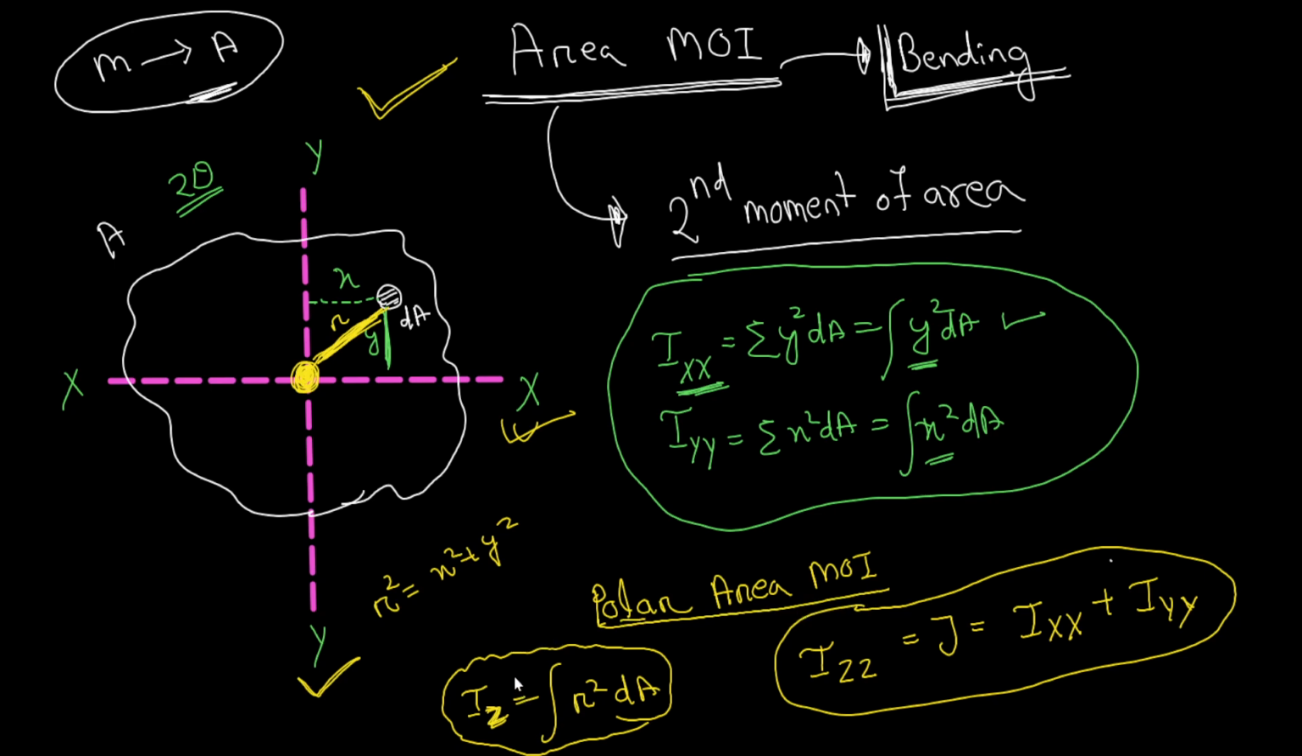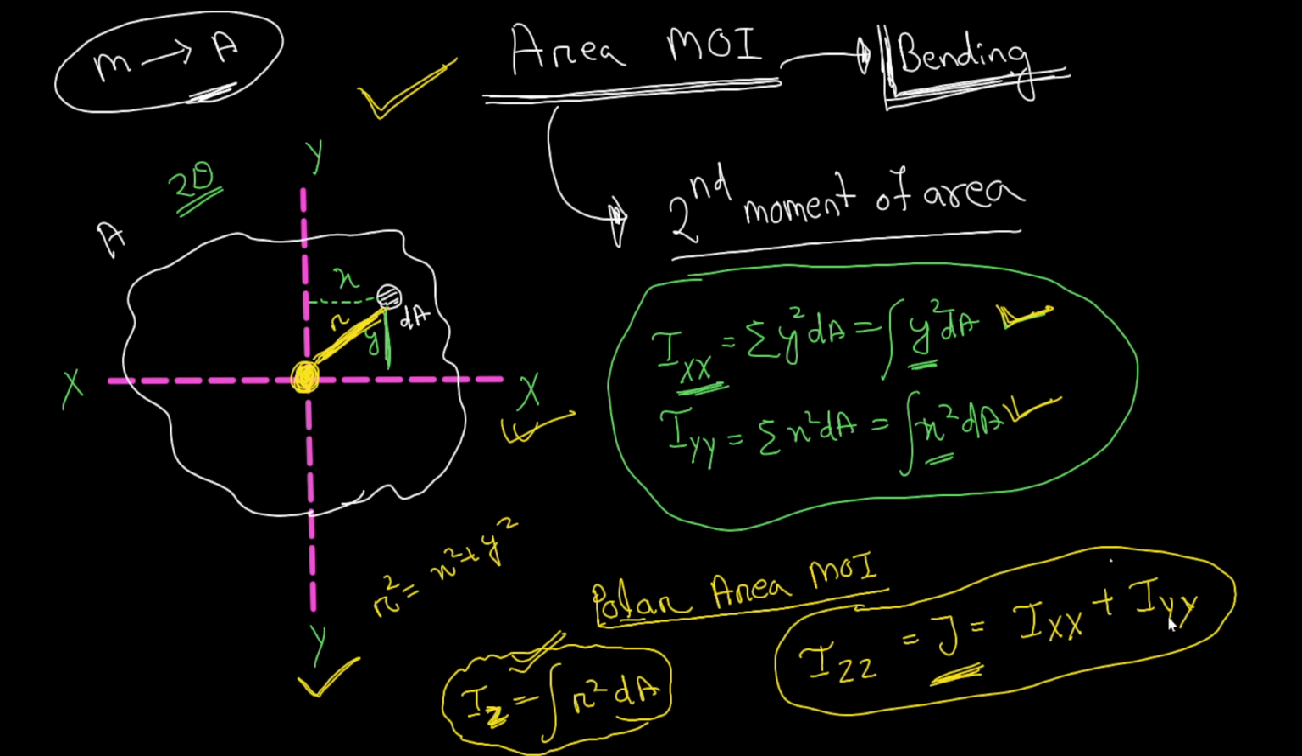If you don't want to calculate it formula-wise, I will give you the formula for the x-axis and y-axis, and if you just add these two, you will get the polar moment of inertia. Ixx plus Iyy gives you the polar moment of inertia. The parallel axis theorem and perpendicular axis theorem we will discuss.